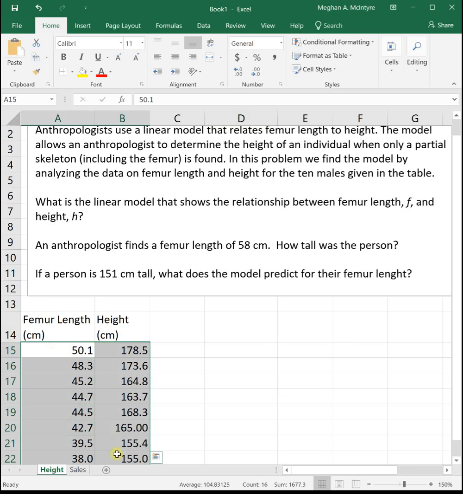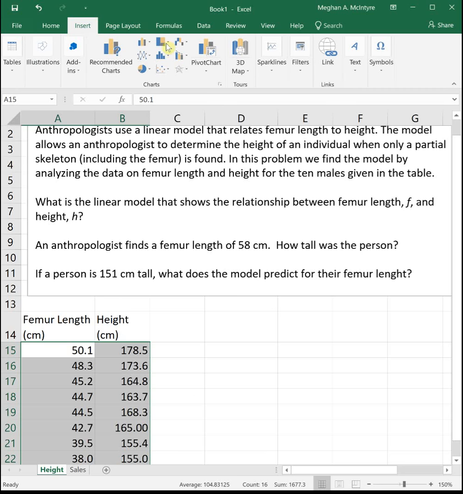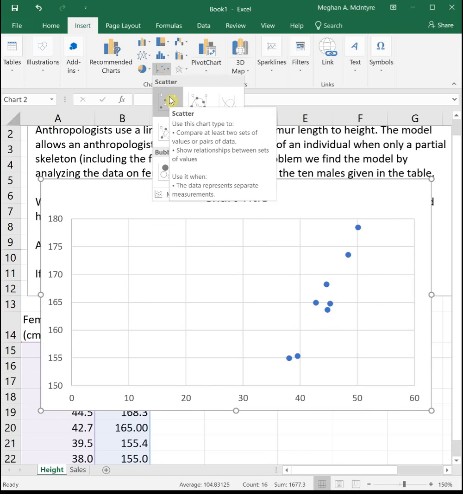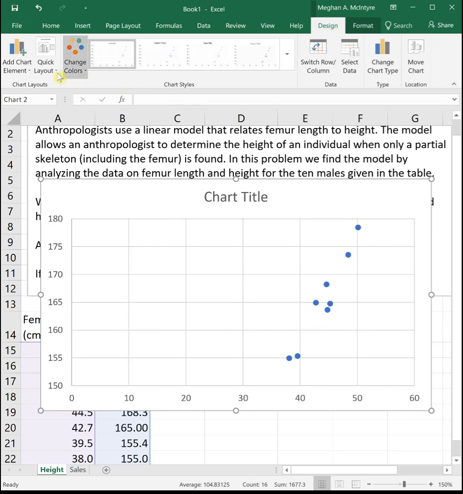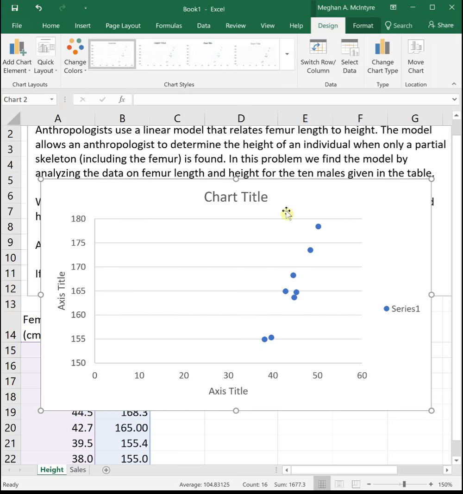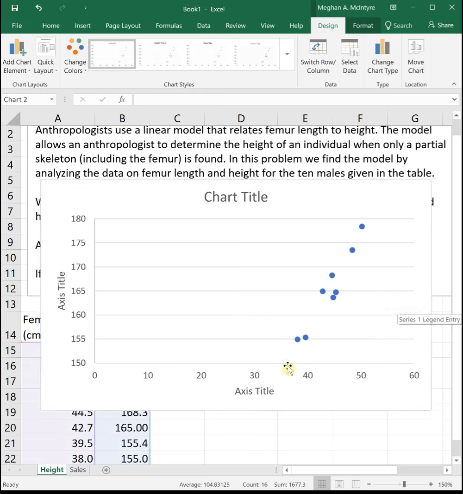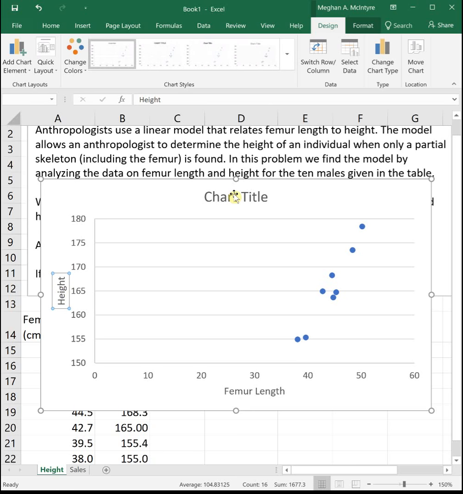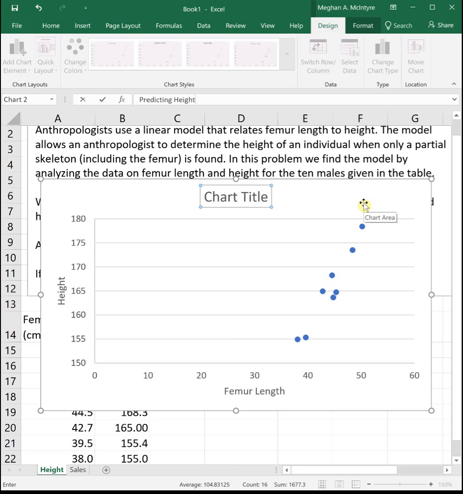We'll highlight all of our data, then insert a scatter plot, and you want to pick the very first one with just dots, no lines. Then I'm going to change my quick layout to the first one so that we have a place to title and label our graph. So our input is the femur length, and our output is the height of the person. We're saying that their height is related to how long their femur is, so we are predicting the height.